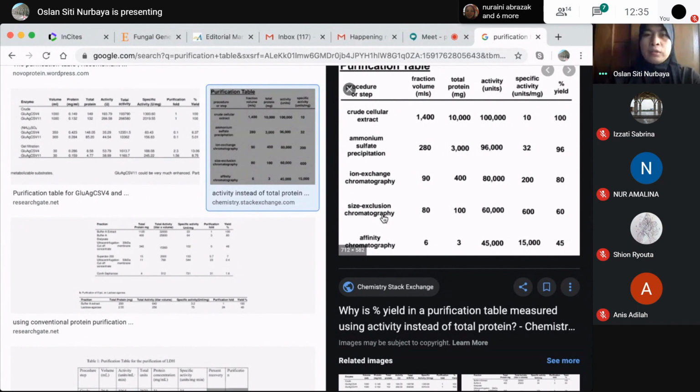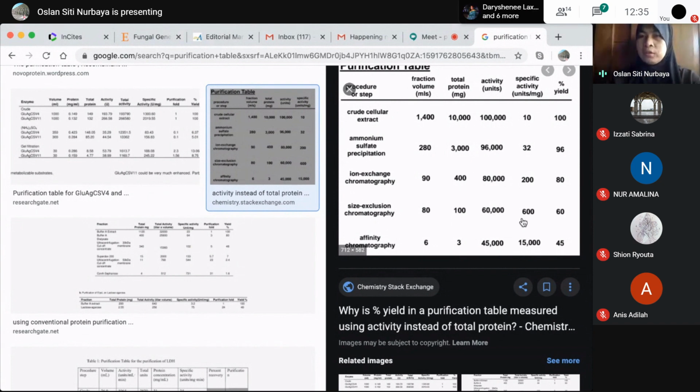So for size exclusion chromatography, when you introduce this step, the volume from 90 you have got only 80. Not too much different basically, because it's just like changing from this to this. And then after that, the total protein, this step has given you the protein reduction, from 400 milligram to 100. So it's good. At least you can remove the protein that you don't want. And then the activity now you have 60,000, and then the specific activity becomes 600.